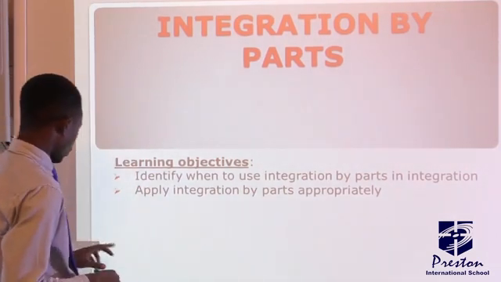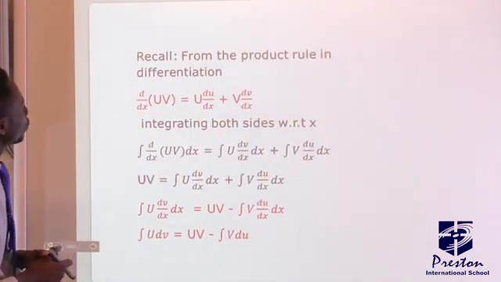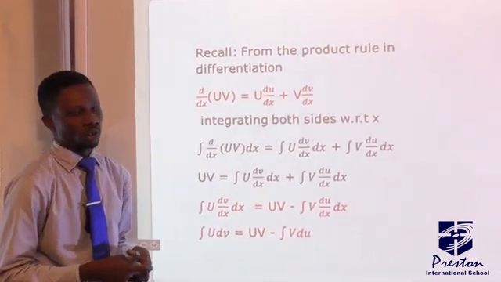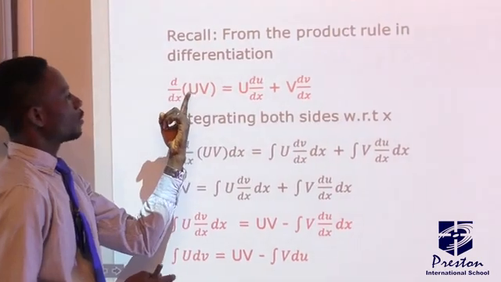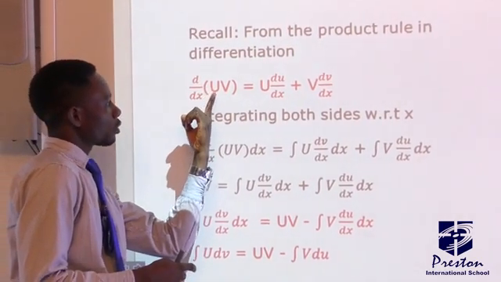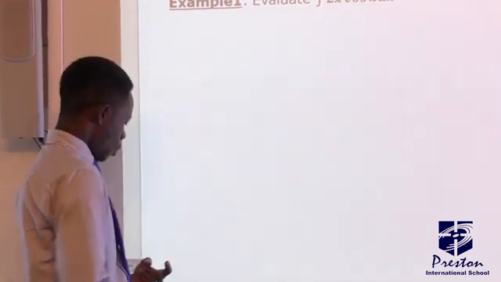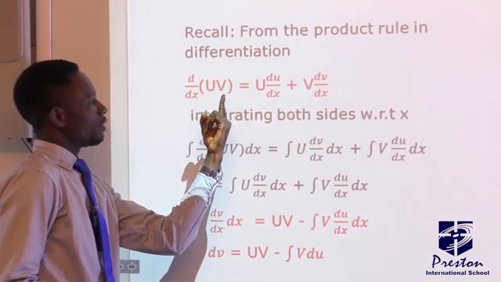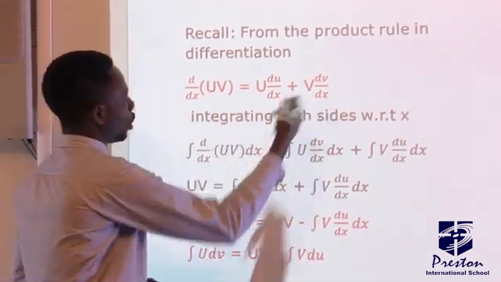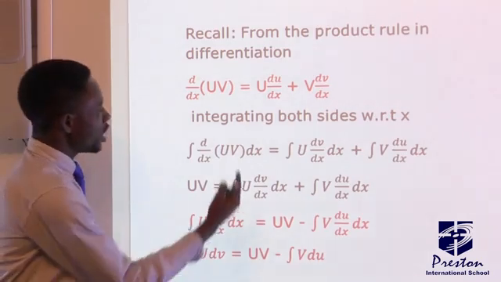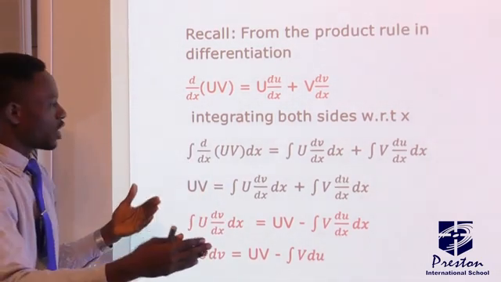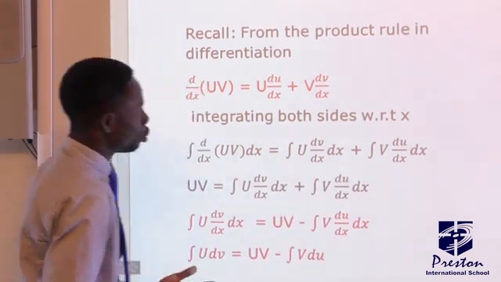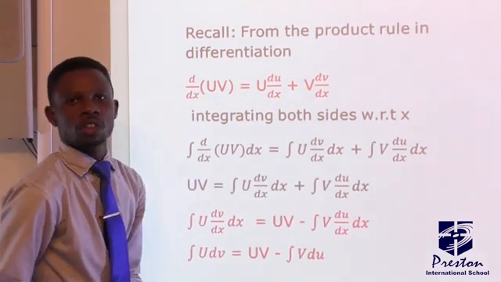Okay, you recall that in our differentiation, when we find the derivative of a product of two functions, we keep the first function constant and differentiate the second one, plus keeping the second constant and differentiating the first one, which will give us this. Now what we need to do is introduce the integral sign to both sides. When we integrate both sides, we have the integral of this is equal to the integral of this plus the integral of this. Then we try to make one of these two the subject of the formula.